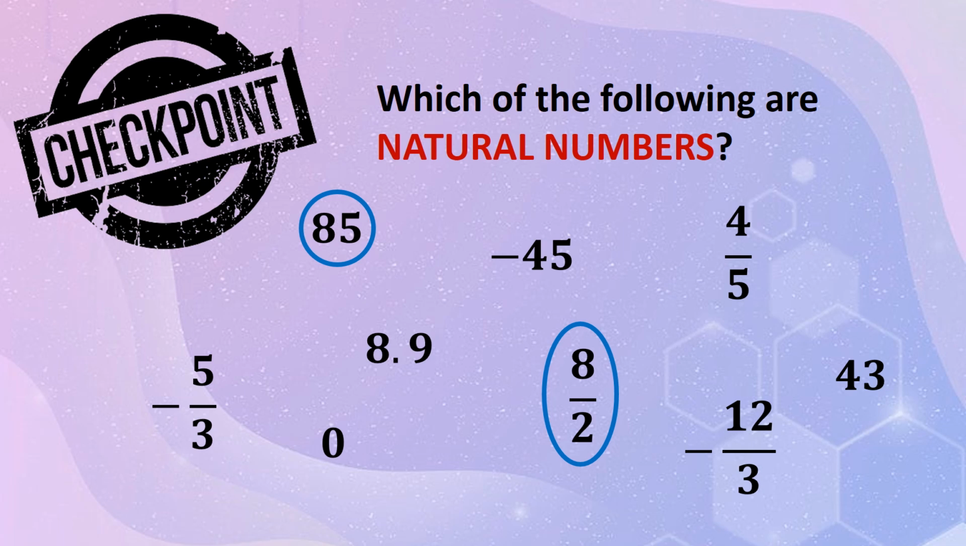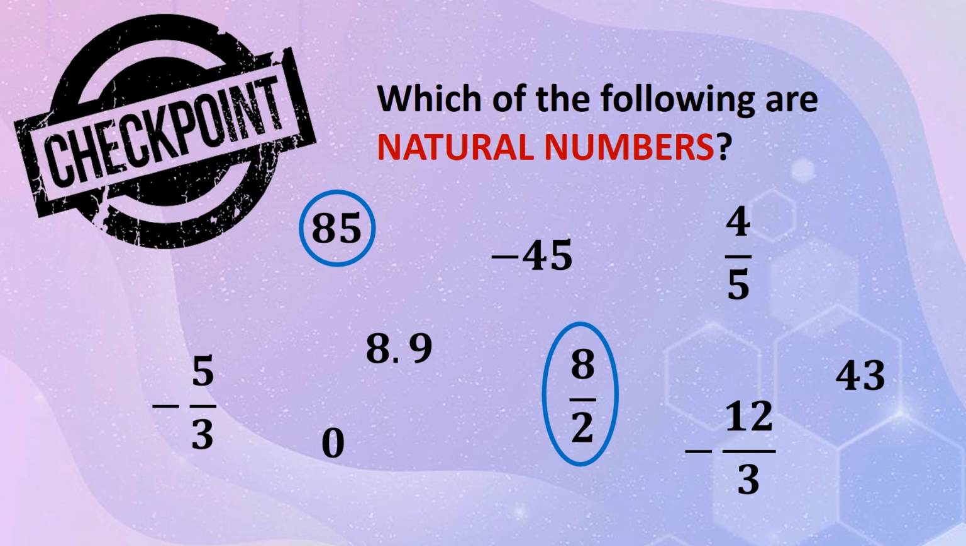And now let's look at the next one. The next one we have is negative 12 over 3. By looking at it, you would think, okay, 12 divided by 3 is equal to 4. But don't forget the negative sign. Do we have negative 4 fingers? No, we do not. Because we always start counting from 1, 2, 3, 4. That's how we have learned over the years. So that's why negative 12 over 3 is not a natural number.